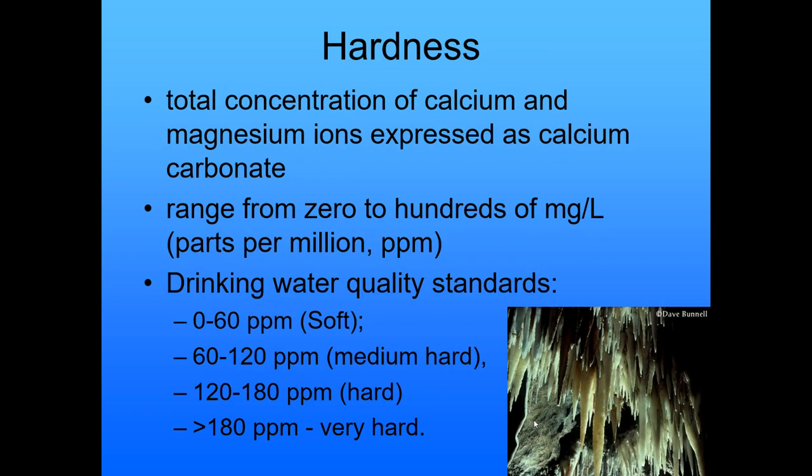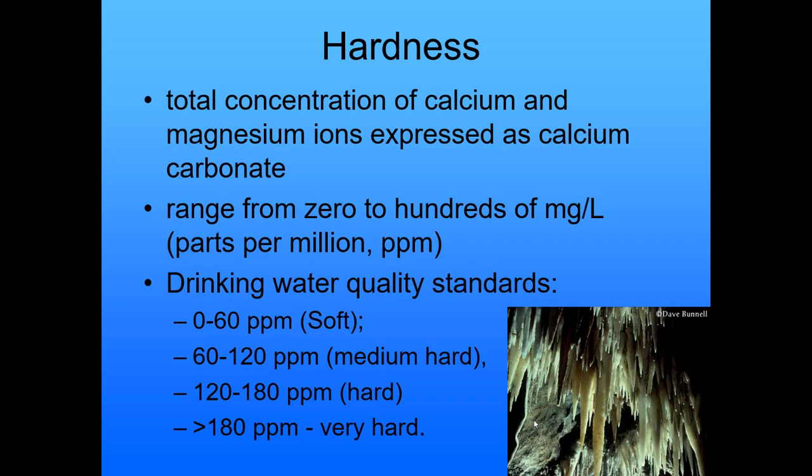Hardness is the total concentration of calcium and magnesium ions expressed as calcium carbonate. They range from 0 to hundreds of milligrams per liter, also called parts per million, ppm. Drinking water quality standards include soft water, which is from 0 to 60 ppm, medium hard, 60 to 120 ppm, hard water, 120 to 180 ppm, and then very hard water that's greater than 180 ppm.